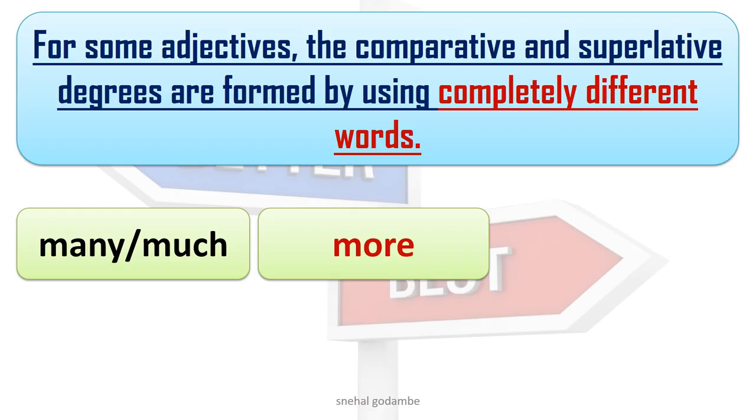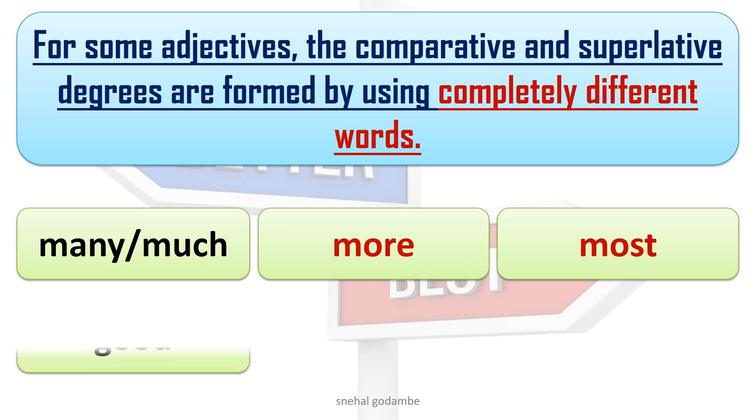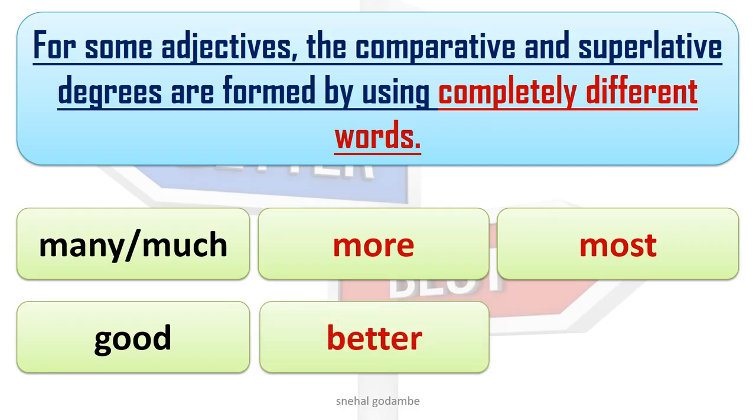Many or much. In comparative form, it is more. And in superlative form, it's most. Then good. You know this word, it is familiar to you. Better, best. Okay. So for these types of words, we are not going to add er or est, or more and most, but they have completely different forms or words as comparative and superlative degrees.